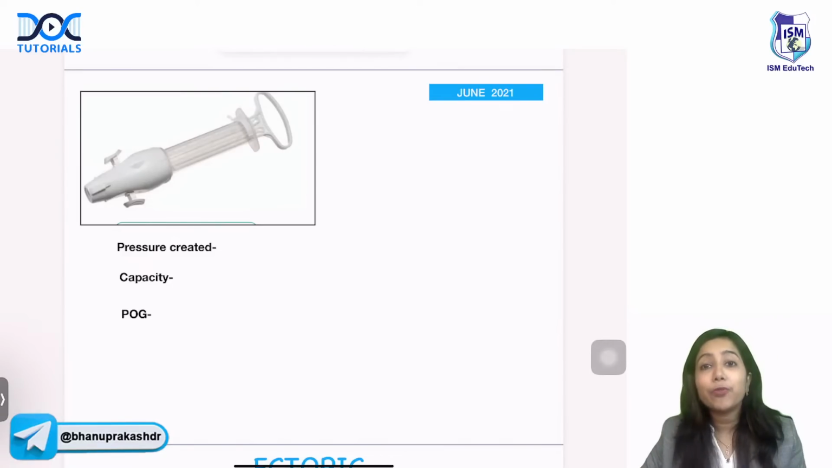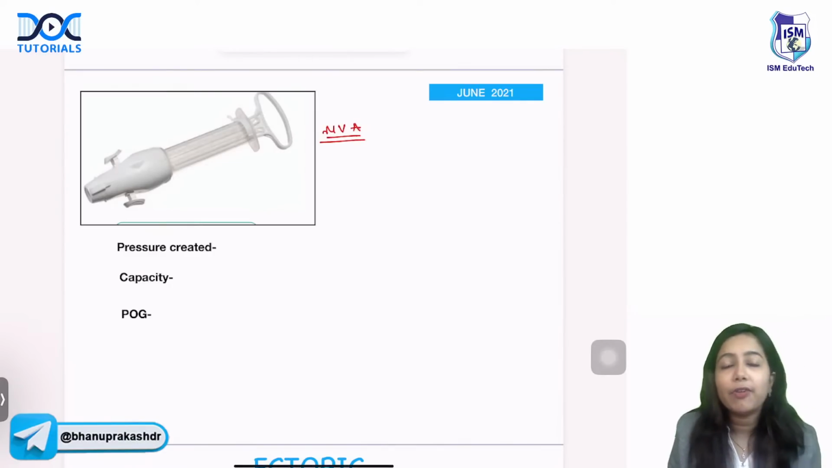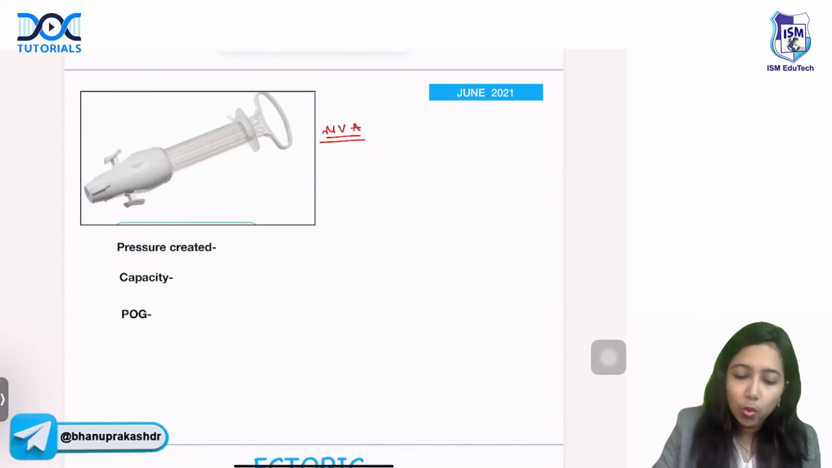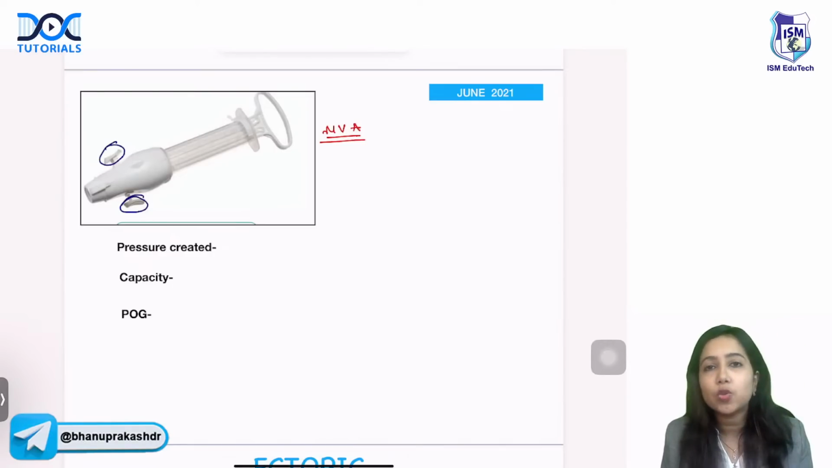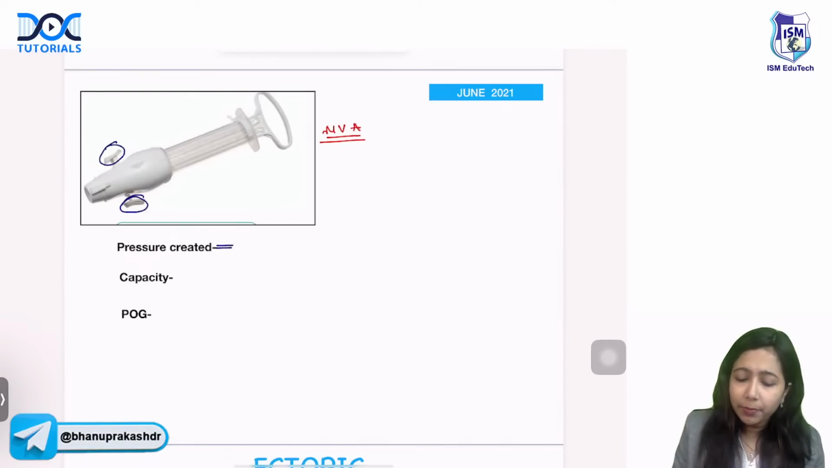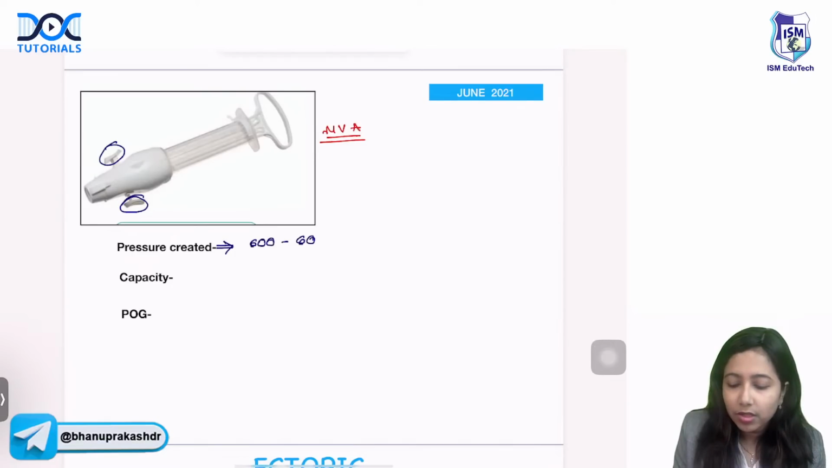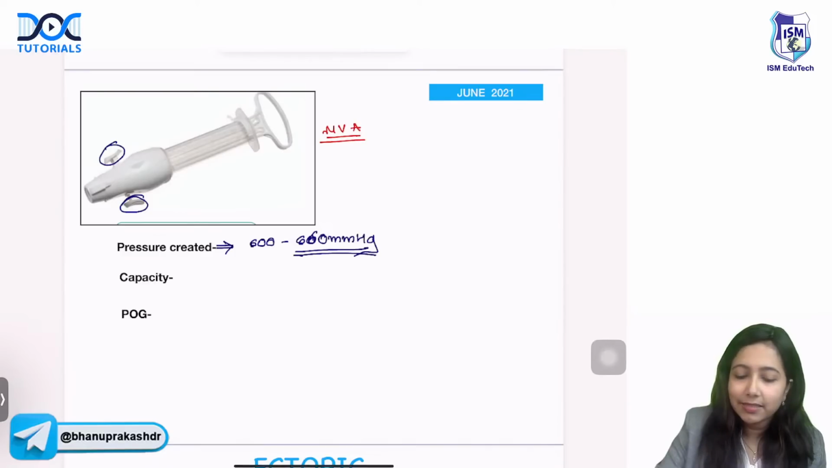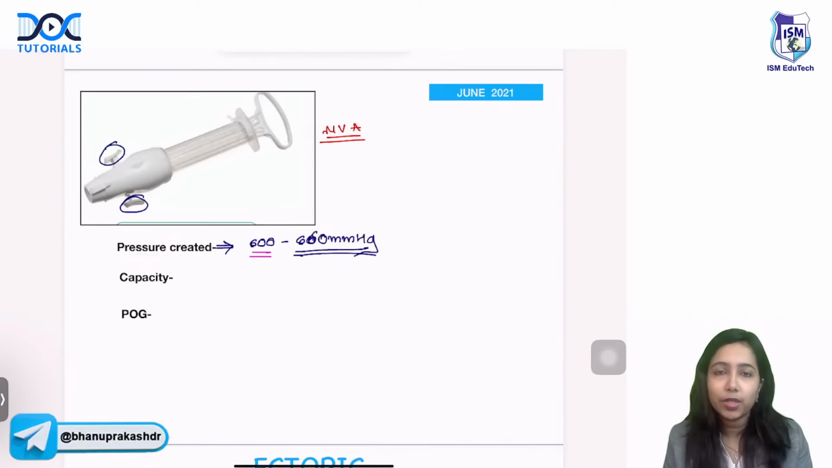Very good. It is an MVA syringe, or manual vacuum aspiration syringe. How do you identify it? The characteristic feature is that you can see two pinch valves. Look out for these two pinch valves. What is the pressure that is created? It is usually 600 to 660 millimeters of mercury. 660 is the best answer, but usually that's not given, so you can go for 600 as well. Remember, the pressure created is 600 to 660 millimeters of mercury.